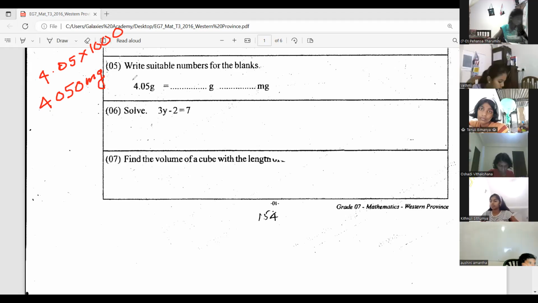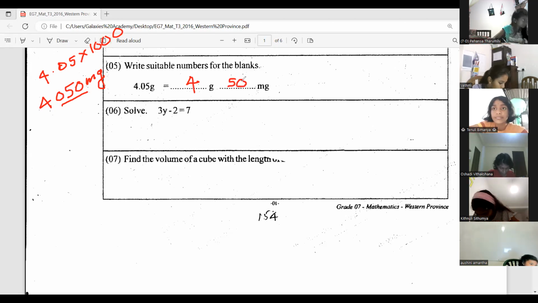So how many grams and how many milligrams? How many grams? 4 grams. And how many milligrams? 50. The last 3 digits belong to the milligrams. So what is the answer? 4 grams and 50 milligrams.